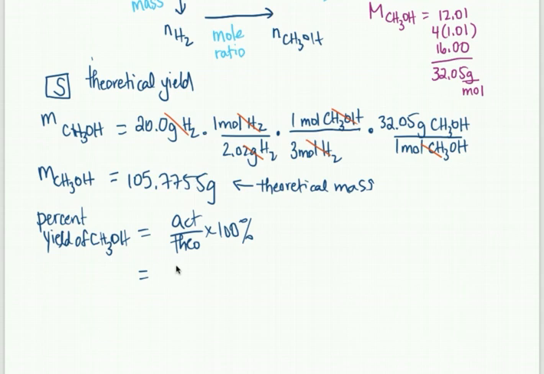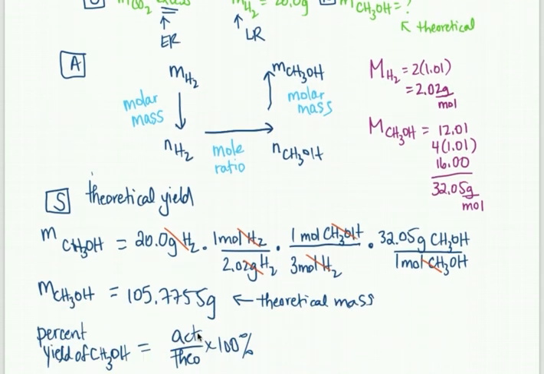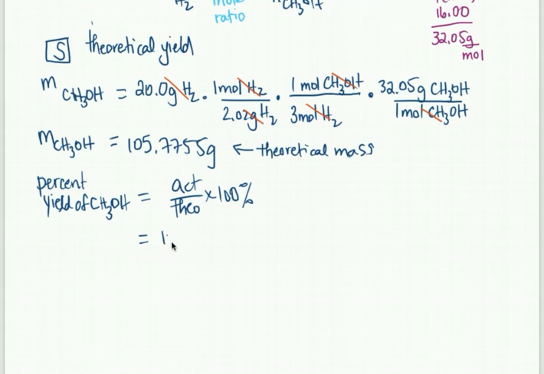Okay, so the actual amount was 102 grams. Okay, remember, a reminder that it doesn't matter what units you use here for the yield, as long as they are the same units, okay? So if it's grams and grams, kilograms, kilograms, moles, moles, those are all okay.